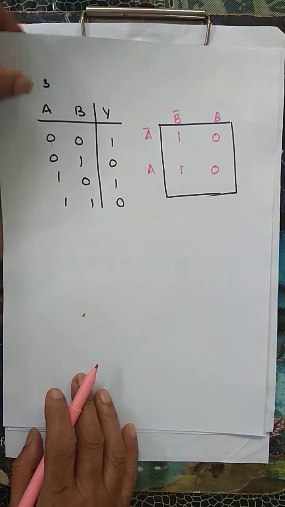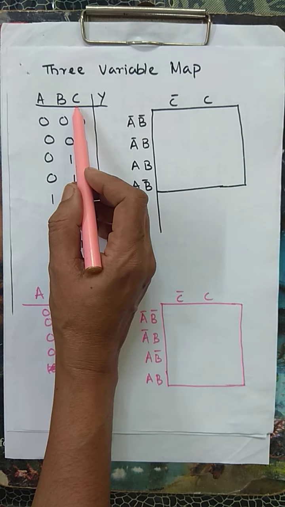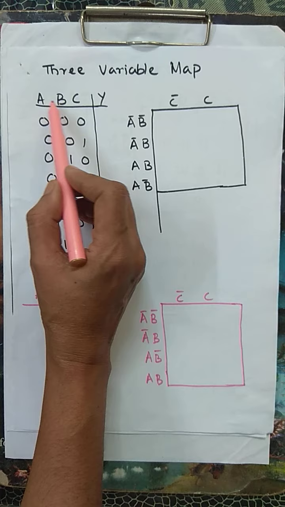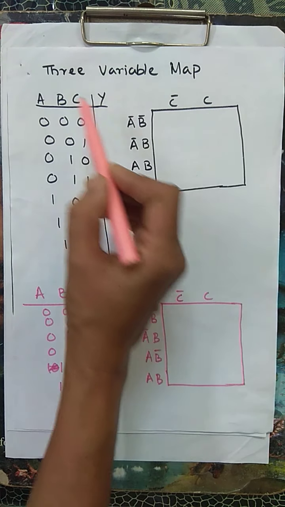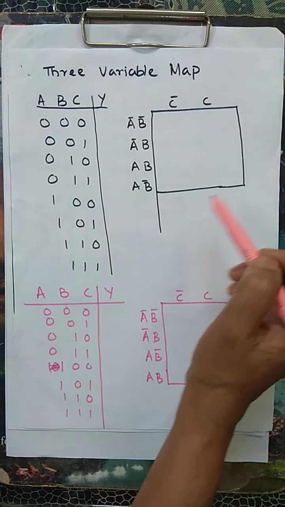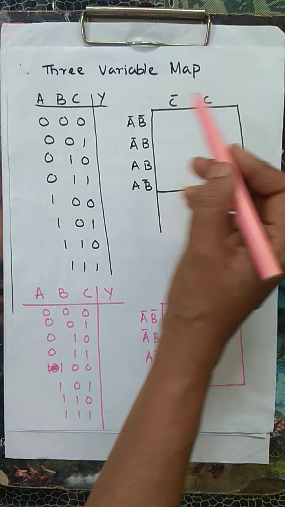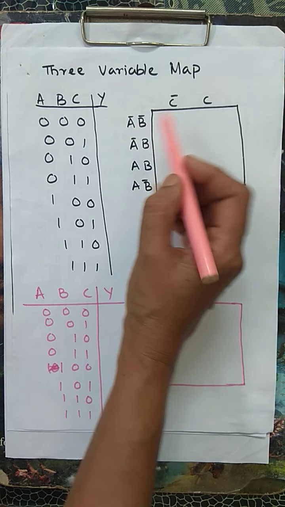Next is a 3-variable Karnaugh map. You have the inputs A, B, C. So I'll write down the first two, A, B along the vertical, C along the horizontal. Again, I make a table like this. Here C is C complement, C. Next, how to vary this?